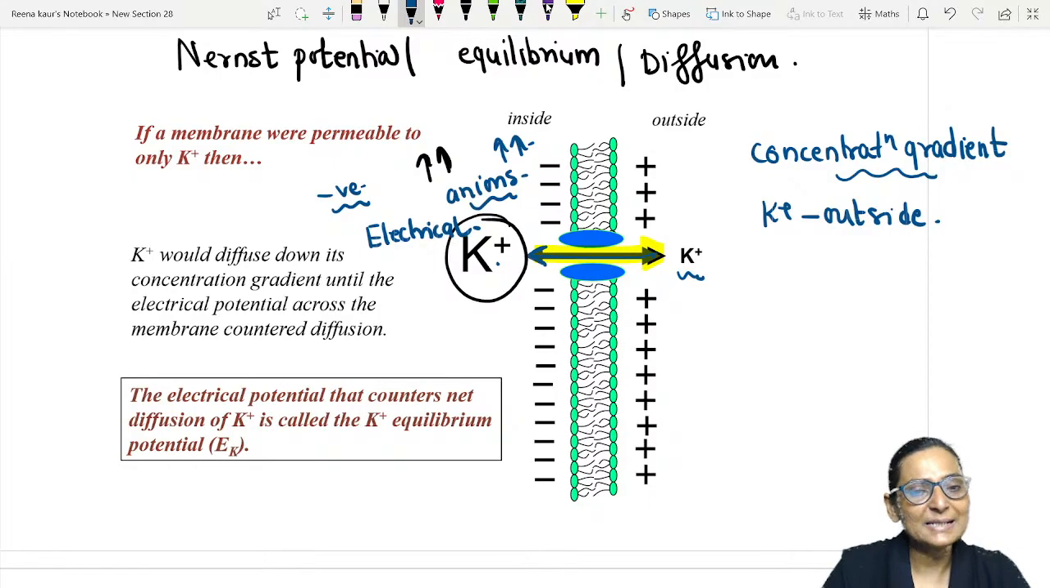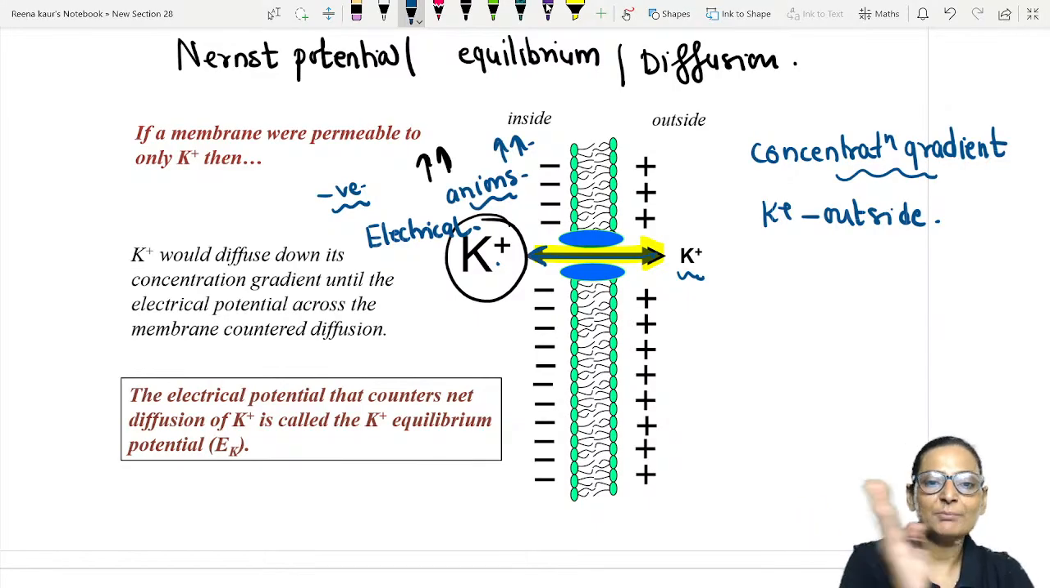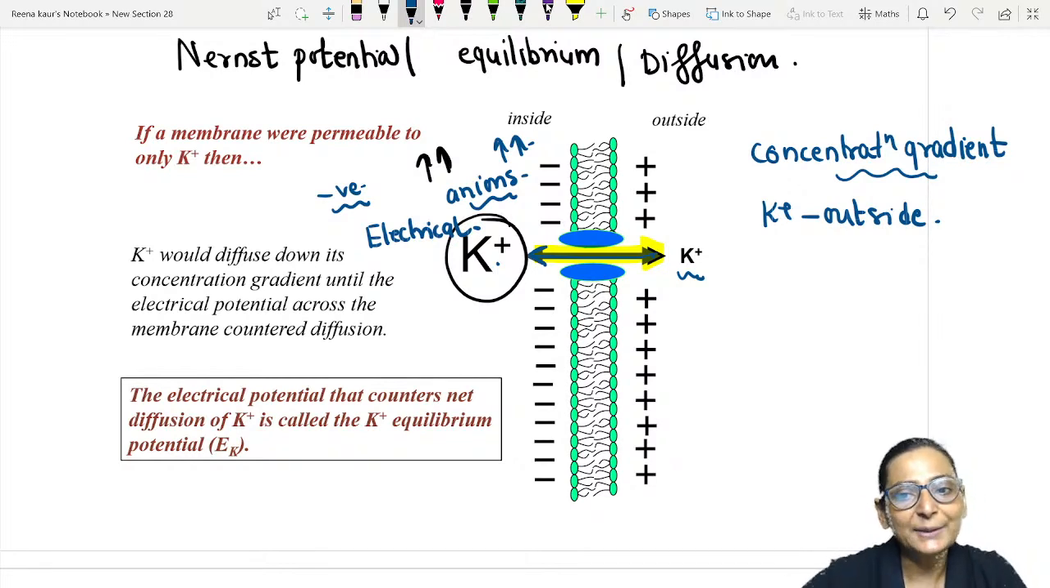Okay, it is called the electrical gradient. So potassium ions are going outside because of the concentration gradient. Potassium ions are coming inside because of the electrical gradient. Now there will be a particular potential at which there is no net diffusion of ions.